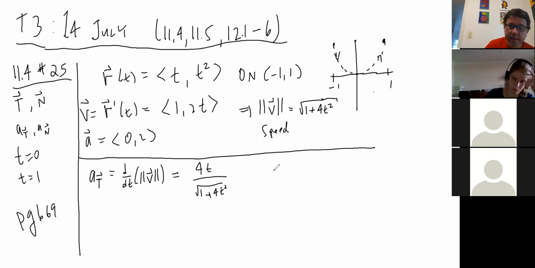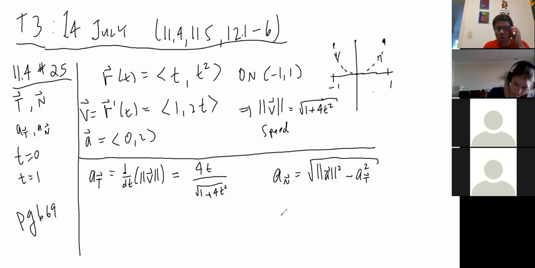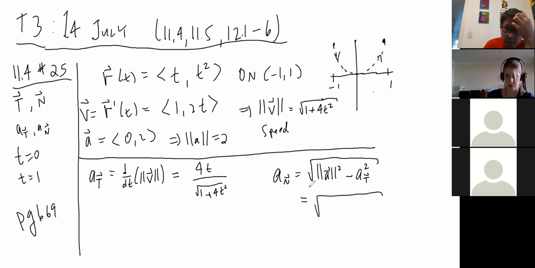A sub n can be gotten in a couple ways, but one formula is you can take the square root of the length of the acceleration vector squared minus this previous number, a sub t squared. So we know a, so we got that. Maybe we should just even put it here. The length of a, that's pretty easy, that's just 2. So that means we can put in the length of a, so that'll be 2 squared, minus the a sub t squared.